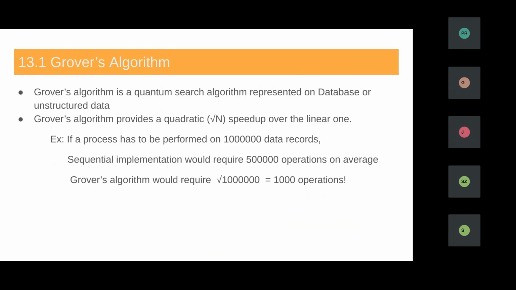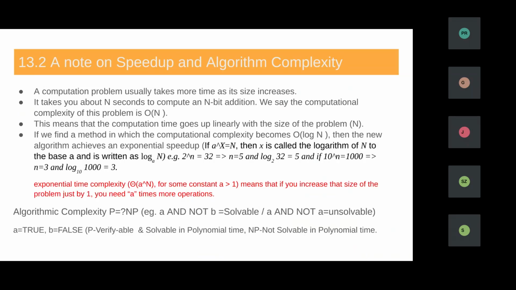But in this case, if you have a million entries, instead of doing 500,000 operations on average to get to the winning target which we are searching, we can reduce it to the root of whatever the size is, in this case a million, so we have 1,000 operations. So essentially we can reduce the number of operations by an order of root n, or quadratic, as they call it. So we can get the search done in quadratic. Now how, etc., we'll see, but we'll go through some examples to understand.